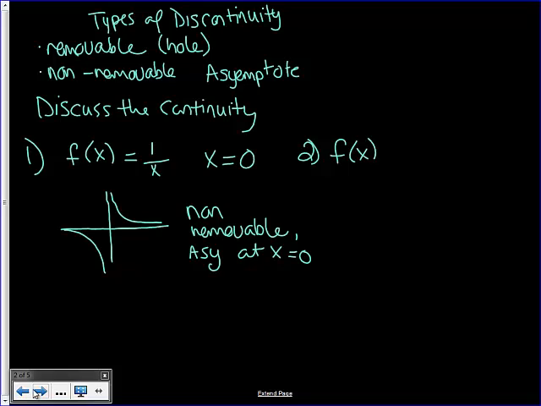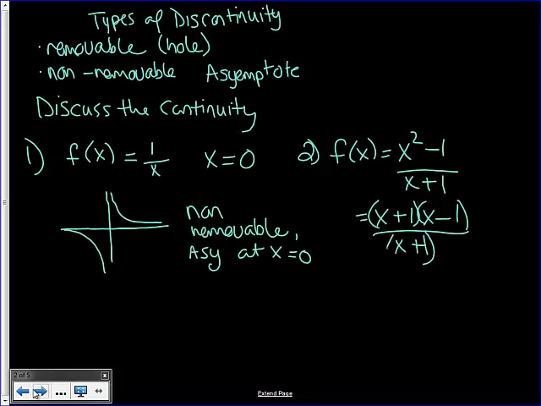Another example you could have is f of x equals x squared minus 1 over x plus 1. Let's factor my top and my bottom. So now I have x plus 1 times x minus 1, over x plus 1. Well, my x plus 1's cancel. When that happens, that means I have a hole, at whatever value makes that 0, so in this case, when x equals negative 1. So a graph like that would look like this.